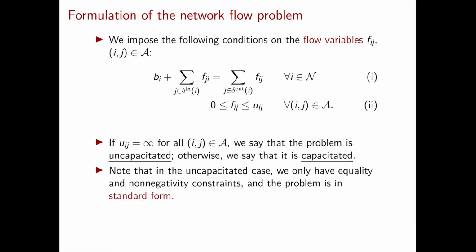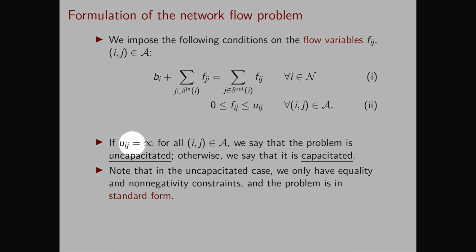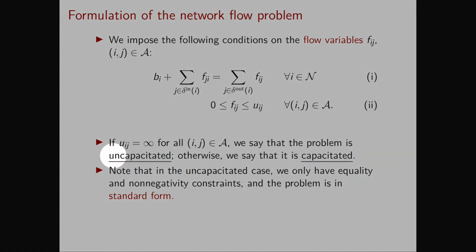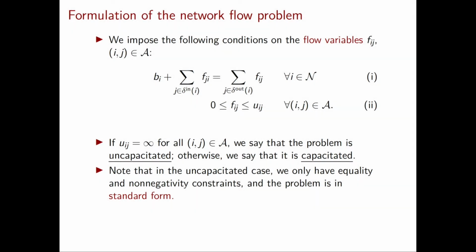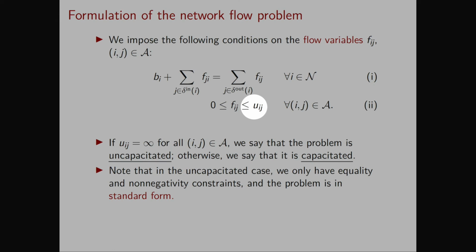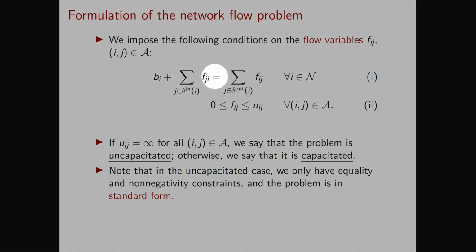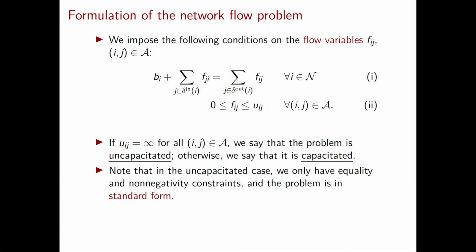A special case that we will be considering is when all the capacities are equal to infinity. In this case, we say that the problem is uncapacitated. Otherwise, the problem is said to be capacitated. The uncapacitated case is especially interesting for us because it results in a linear programming problem in standard form. In fact, if all the capacities are infinity, we can throw away the constraints that f_ij is less than or equal to u_ij. In this case, we're only left with the equality constraints and with all non-negative variables.